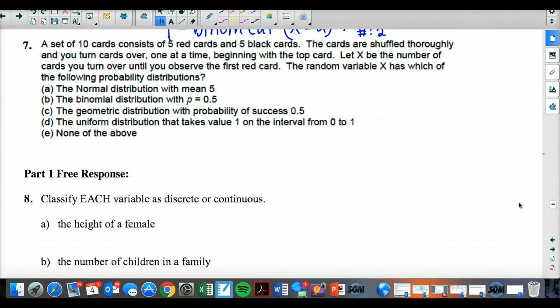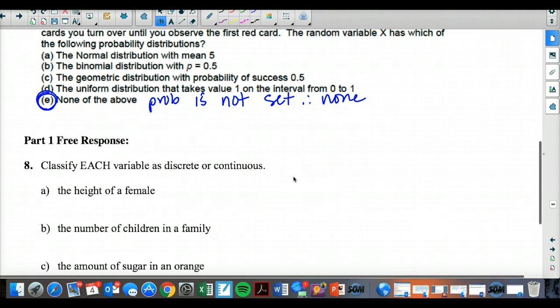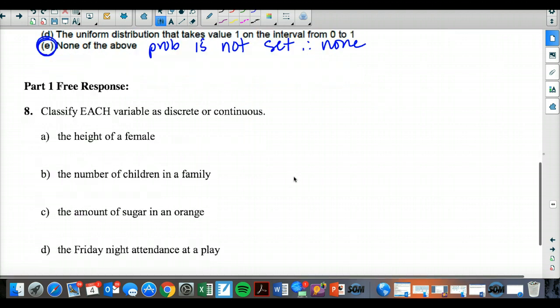Okay, what are you thinking? It's none, because you're not replacing the cards. It is none. If you flip a card and you don't put it back, then what is happening to your probability every single time? It's changing. If you don't get success, it's higher. If you get success, then it drops lower. So the probability is not set. Therefore, it's none of the above. It's not geometric. It is not binomial. I don't even know what this uniform would be, like constant success every time. I don't know, so that's not it.